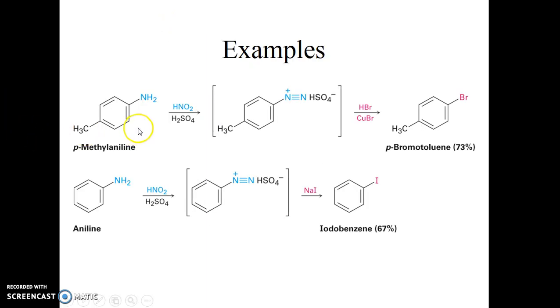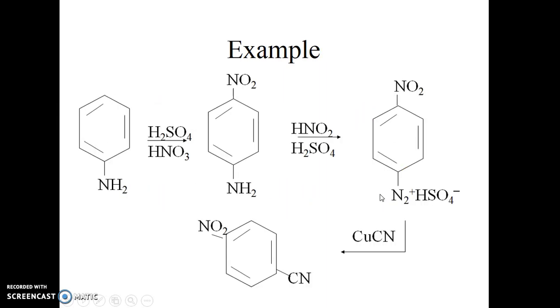Here are some examples. Take paramethyl-aniline and treat it with nitrous acid, and what do we get? The diazonium salt. The brackets are put around it because it's generated in situ. This is readily available. It's formed only briefly, and the nucleophile comes in and displaces this rapidly. And then what do we get? A bromotoluene. Aniline forms a diazonium salt. Sodium iodide changes it to iodobenzene.